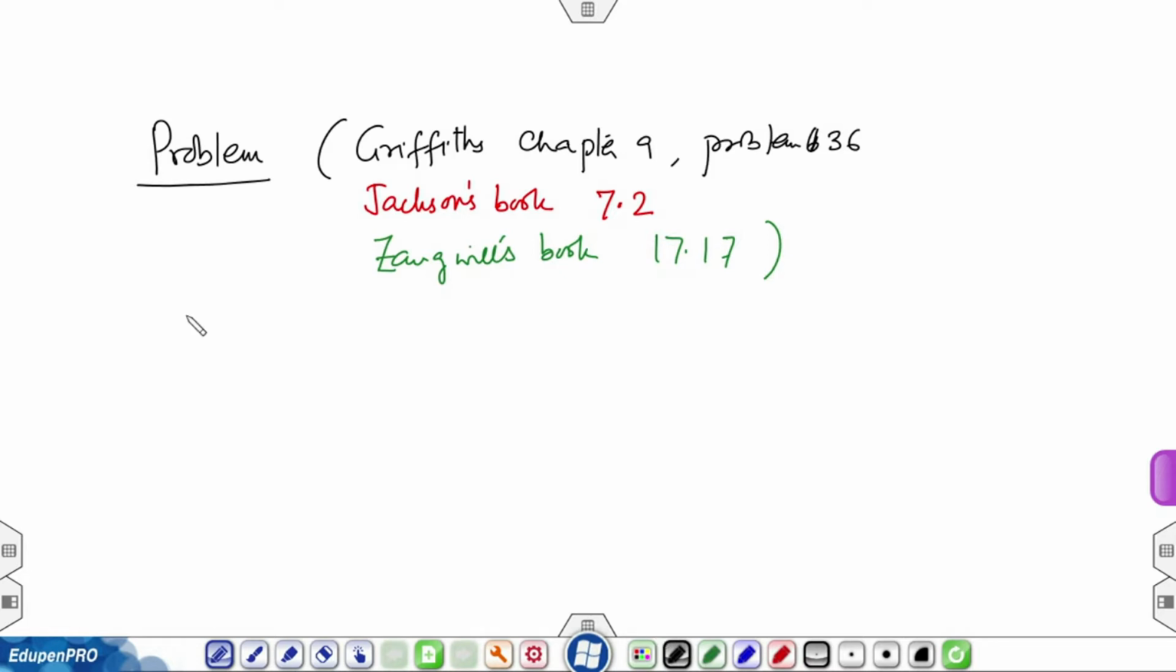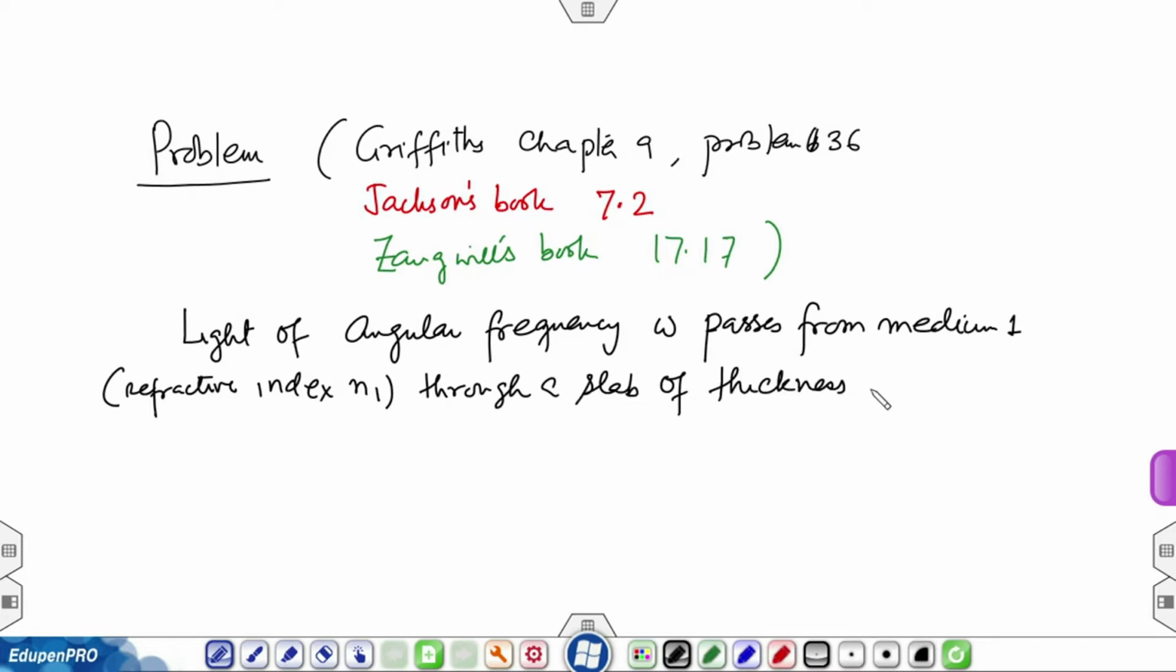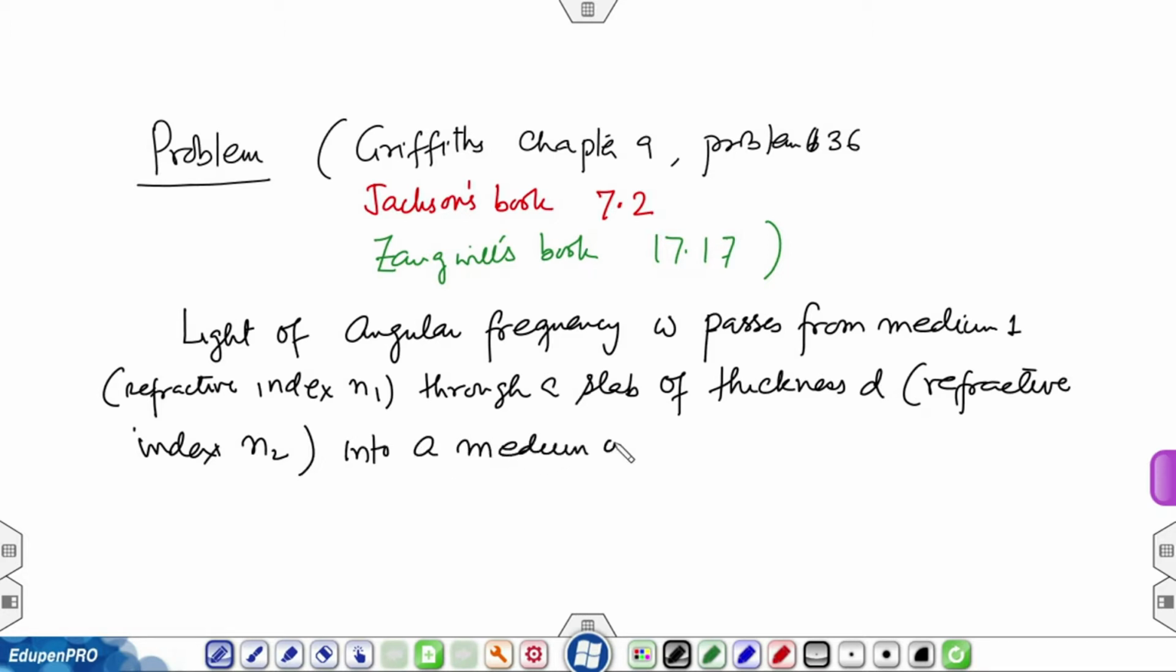Light of angular frequency omega passes from medium 1, let us say refractive index N1, through a slab of thickness D and refractive index N2 into a medium of refractive index N3. Find the transmission coefficient.